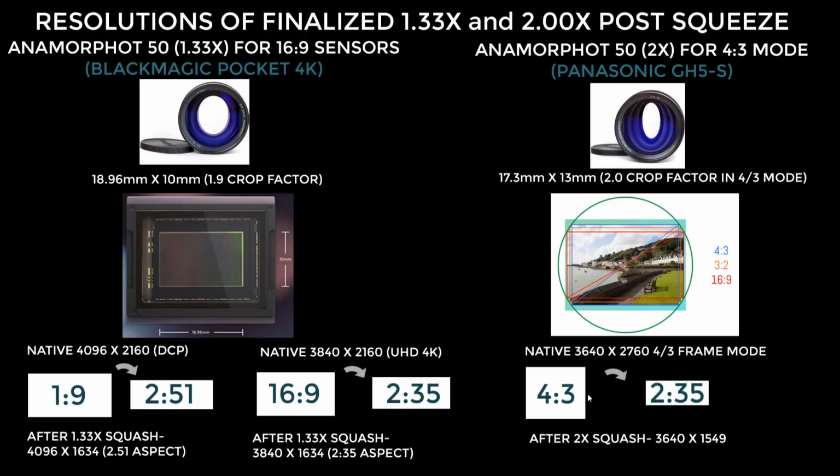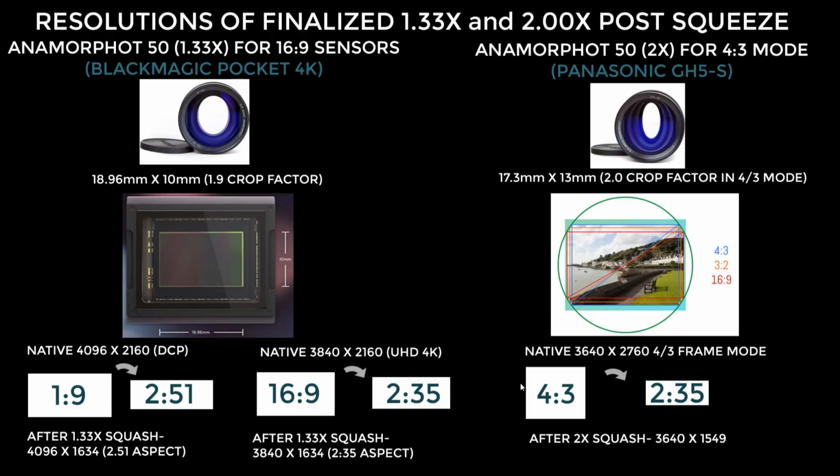So what that does is allow you to do a 2x squeeze. So you're going to get more of the anamorphic and more longer oval bokeh. So you're going to go from 4:3 to 2.35, and after the squish, your resolution is about 3640 by 1549. That's still pretty low compared to if you take a look at these other resolutions of the Blackmagic and this guy right here.